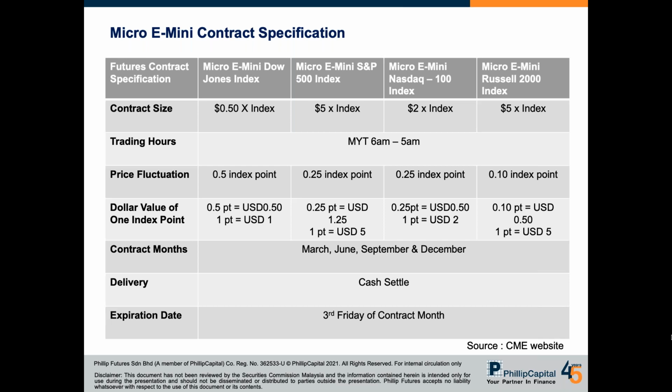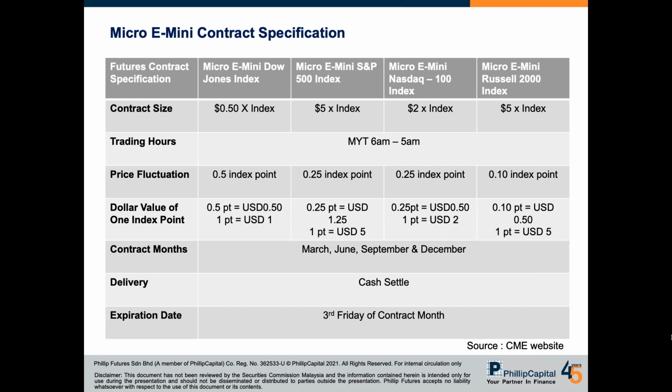And of course, the trading hours are based on Malaysia time, starting from 6 a.m. to 5 a.m., so they trade almost 24 hours. For price fluctuations, every index also has a different one. For Dow Jones it will be 0.5, S&P 0.25, Nasdaq 0.25, and the Micro E-mini Russell 0.10. And the dollar value for one index point will be different for every product.